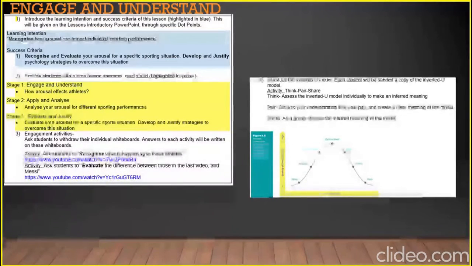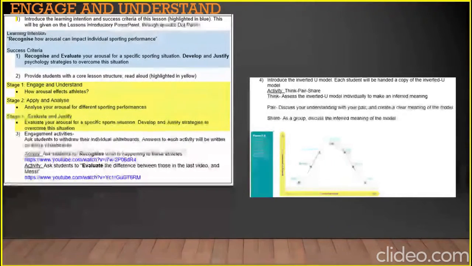This process will be repeated over the other three lesson plans. The main reason for including these in every lesson, as AITSL states, is that it ensures all students are aware of where they are going and what they are going to learn.